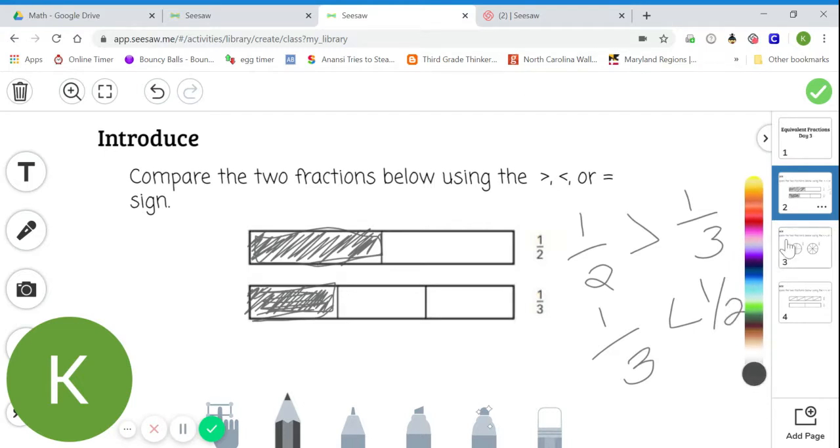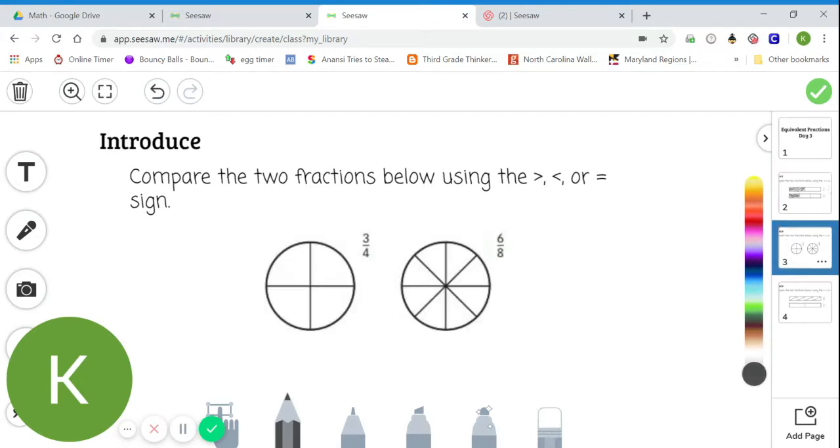Now let's try it in this model. I'm going to compare 3/4 and 6/8 using greater than, less than, or the equal to sign. I'm going to start with 3/4. My numerator is 3, meaning I need 3 parts of my fraction shaded out of my 4 equal sized pieces.